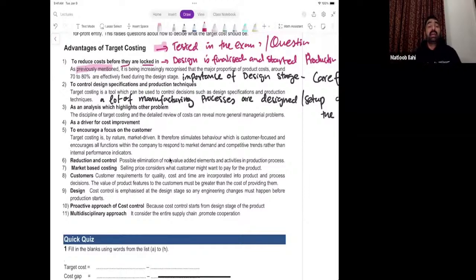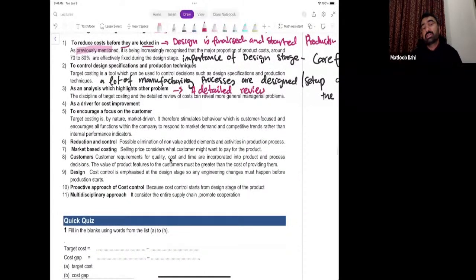Number three, as an analysis which highlights other problems. Yes, because target costing offers a detailed review of the product and processes. So when a detailed analysis is done, this offers the opportunity to the management to identify any other weaknesses as well. Number four, as a driver for cost improvement.